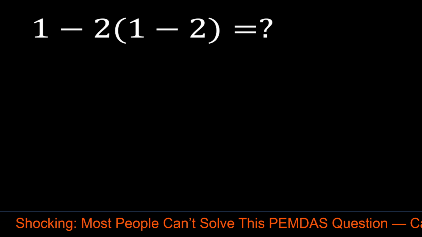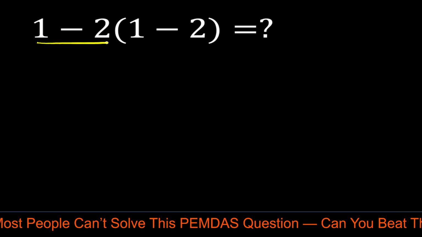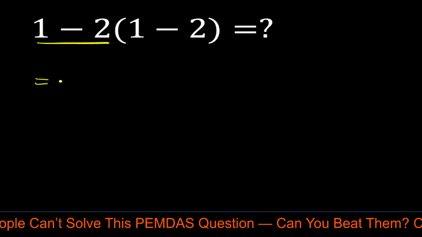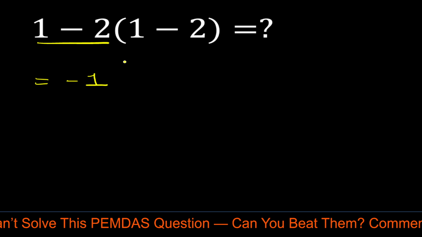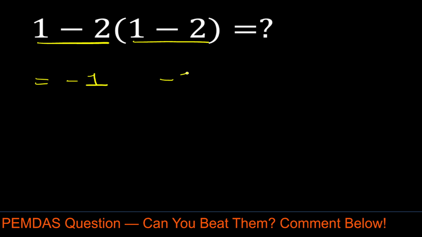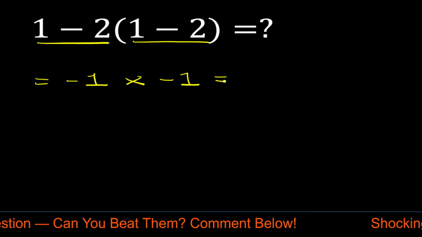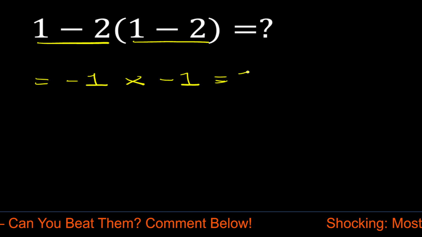So most people solve this question like 1 minus 2. So 1 minus 2 is equal to minus 1, right? Then again 1 minus 2. So 1 minus 2 is equal to also minus 1. Now minus 1 times minus 1. So minus 1 times minus 1 is equal to 1, right?